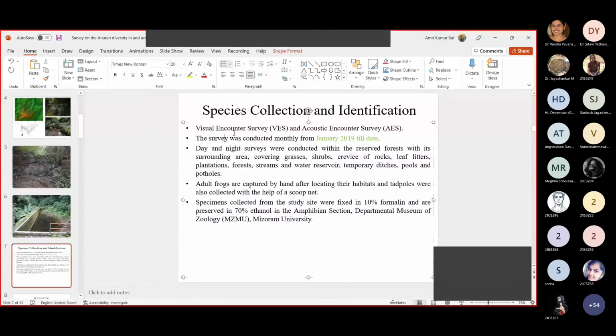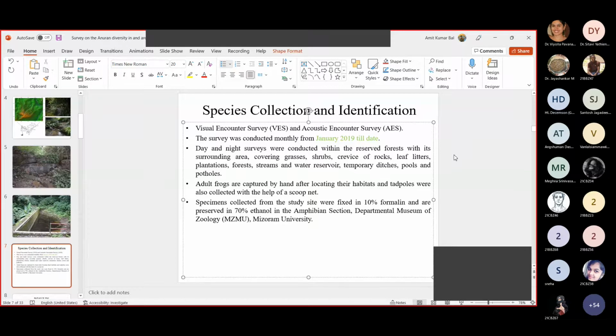So the species collection was done through visual encounter survey and acoustic encounter survey. The survey period is from January 2019 and is done till date. Day and night surveys were conducted within the reserve forest with its surrounding area, covering grasses, shrubs, crevices of rocks, leaf litters, plantations, forests, streams, and water reservoirs, including temporary ditches, pools, and potholes.